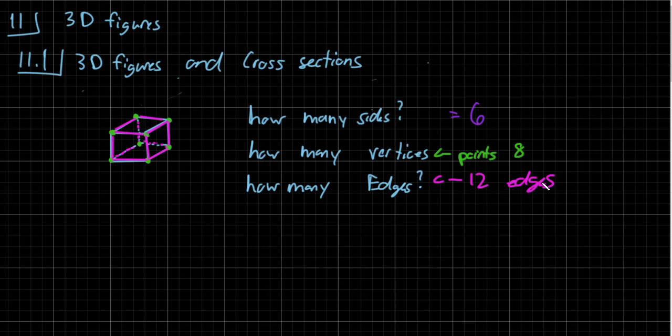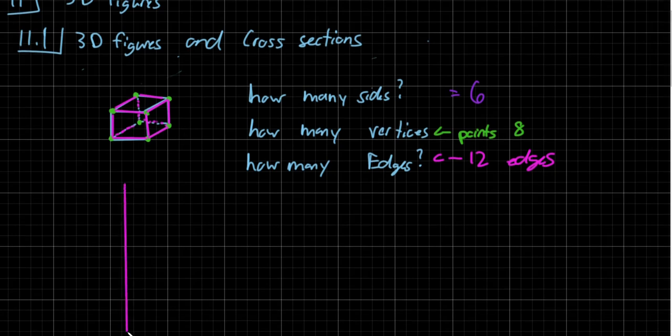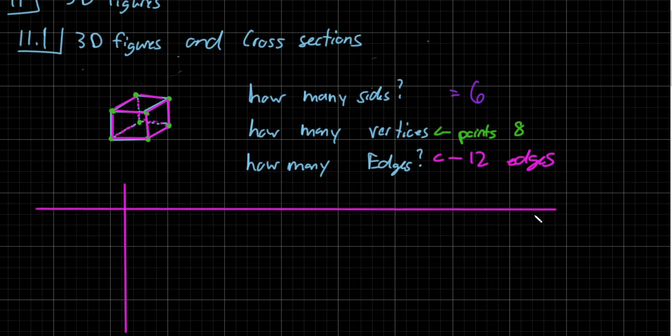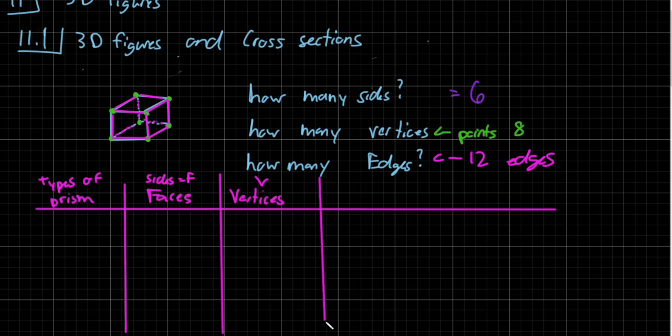We're gonna make a table for a second. Make a table, make it across. This is gonna be types of prisms. Then we're gonna have faces, which is the same thing as sides, which we're just gonna say is F now, so faces. Then we're gonna have vertices, which is V. And our last one is gonna be edges, which would be E.